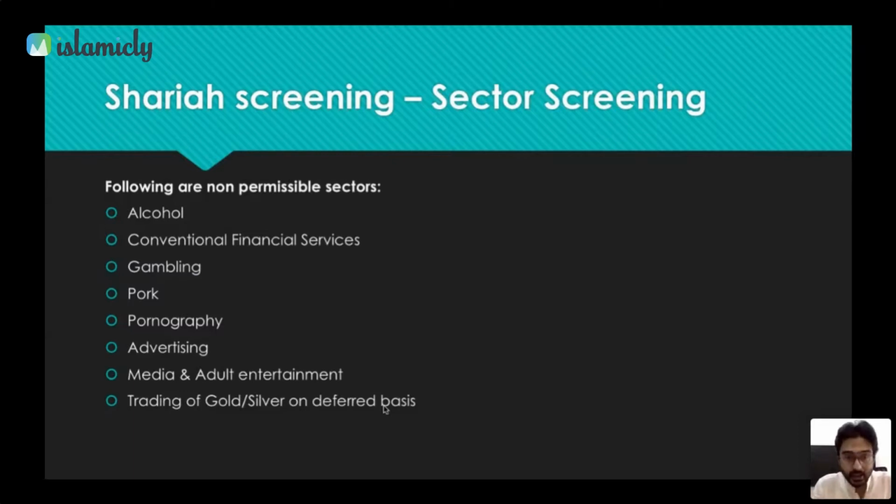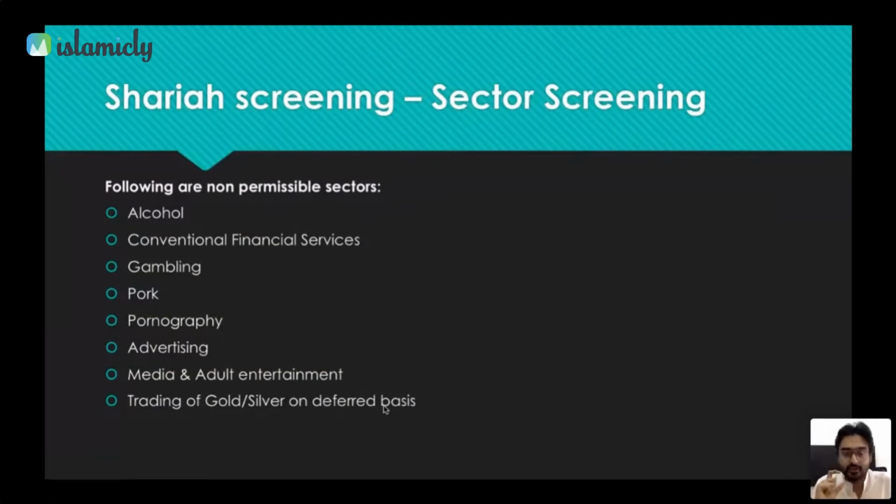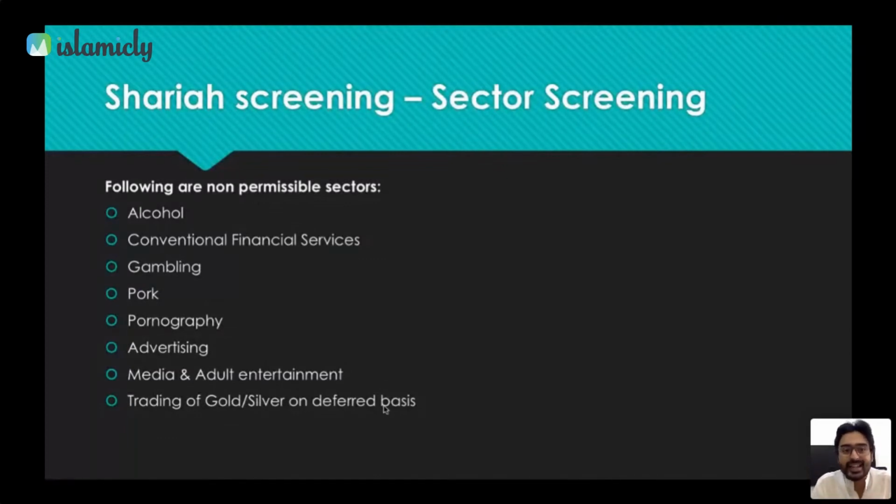So the sectors are alcohol, conventional financial services, gambling, pornography, advertising, media and adult entertainment, trading of gold and silver on a deferred basis. These are the areas from which there should be no revenue which should come in a company to pass the sector screening criteria. Yes, there is a threshold, and we will discuss the threshold in some time. Let's get into the details as to what are the things that a company should not be doing to pass the alcohol level screening, to pass the conventional financial services screening, gambling, pornography, and the other things.